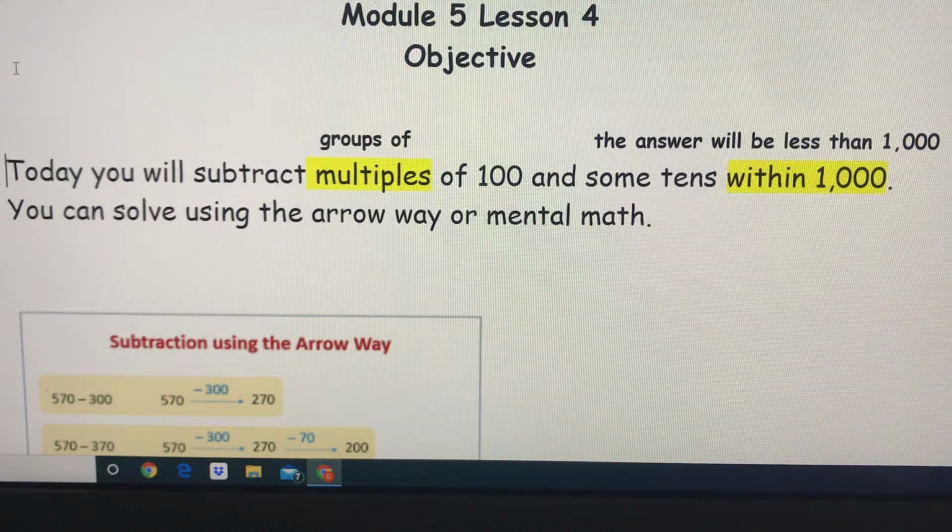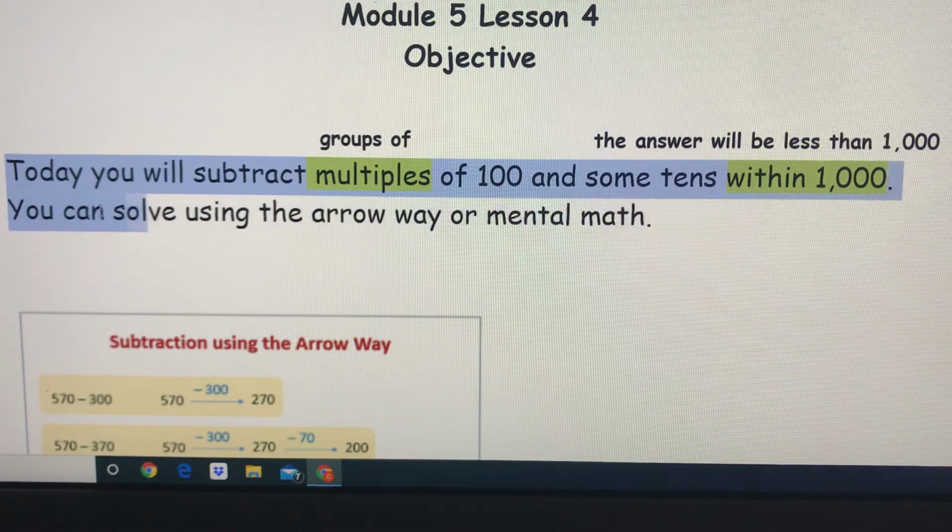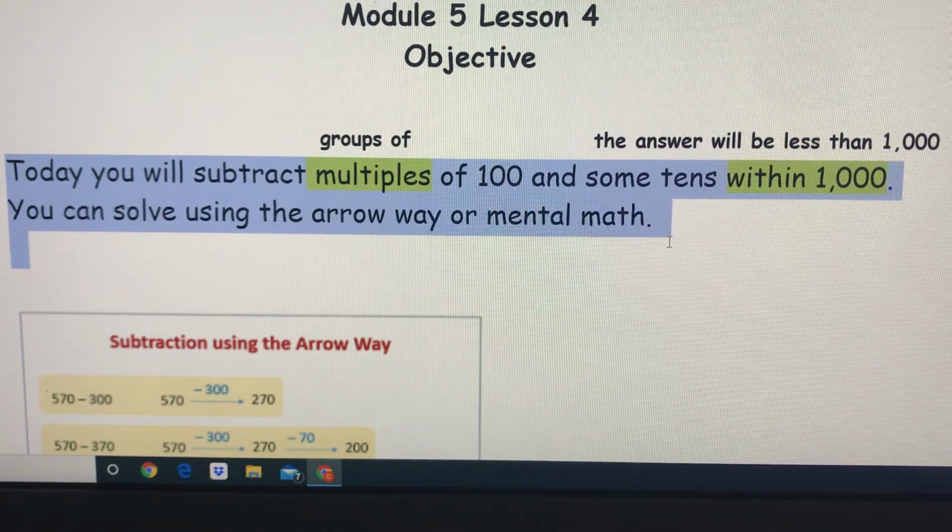So for Monday and Tuesday, we will be doing Module 5, Lesson 4. Our objective today is, today you will subtract multiples of 100 and some tens within 1,000. You can solve using the arrow way or mental math.